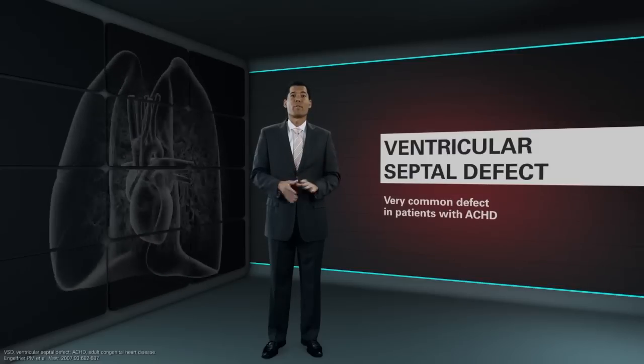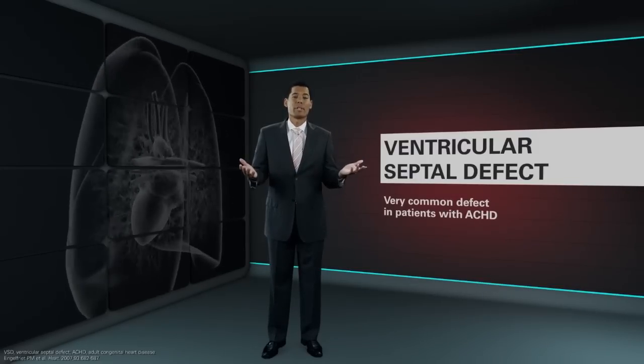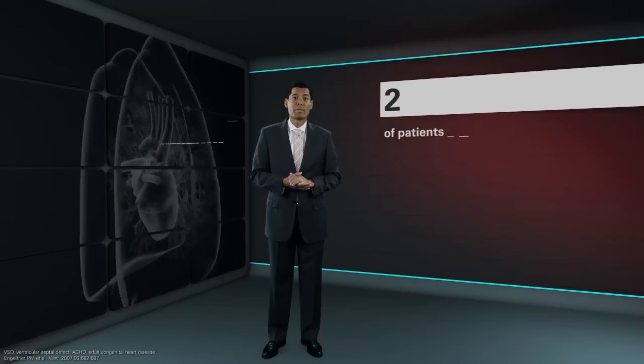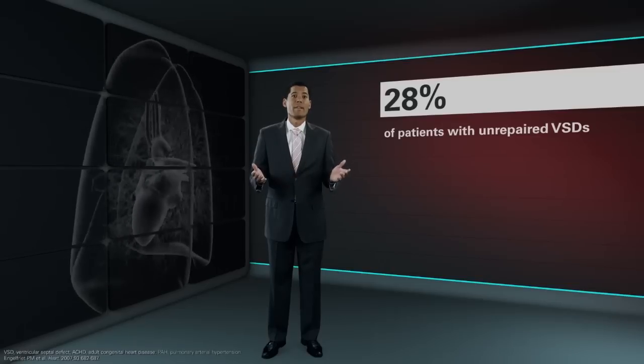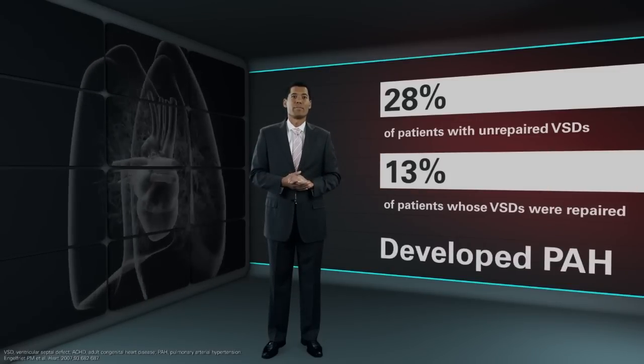Ventricular septal defects, or VSDs, are also a very common defect seen in patients with adult congenital heart disease. The Ural Heart Survey found that 28% of patients with unrepaired VSDs and 13% of patients with repaired VSDs develop PAH.